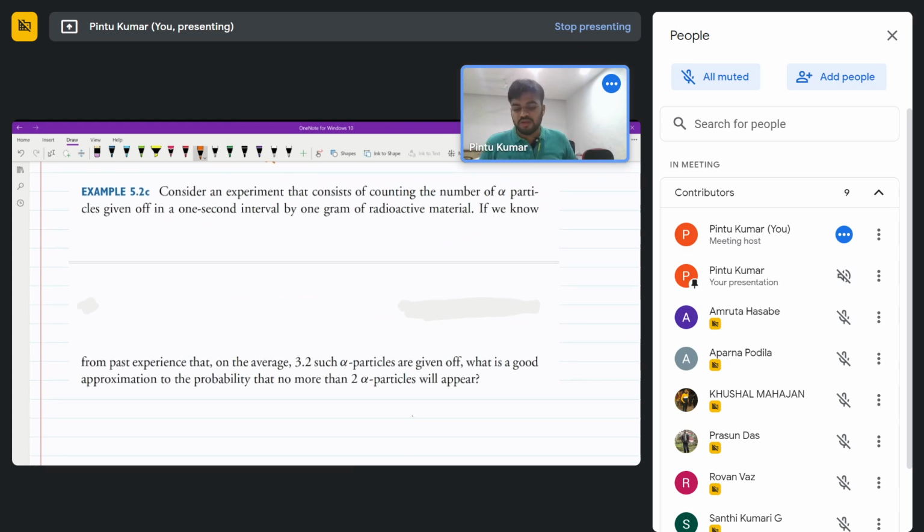Okay. So here is a question. Consider an experiment that consists of counting the number of alpha particles given off in a second by 1 gram of radioactive material. If we know from past experience that on average 3.2 such alpha particles are given off, so here lambda is 3.2, what is a good approximation to the probability that no more than 2 alpha particles will appear?